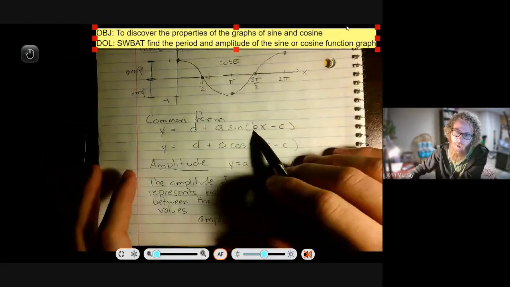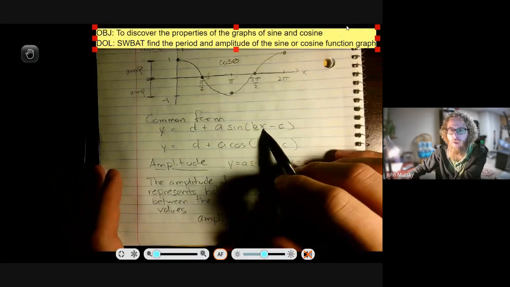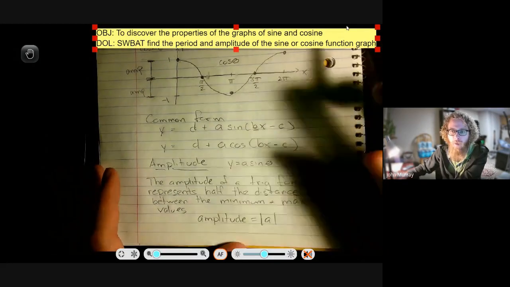So the other part I want to talk to you about today is this b, because this b directly affects our input variable x or theta or whatever we have there.